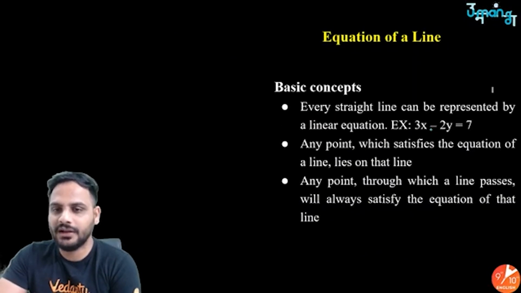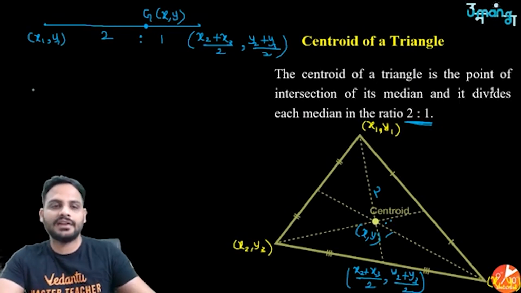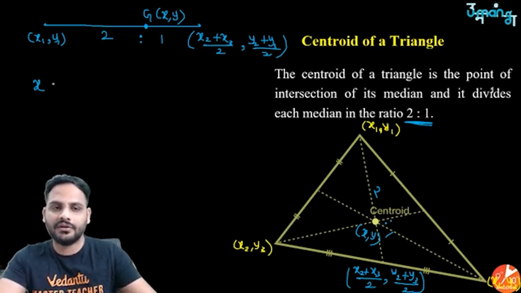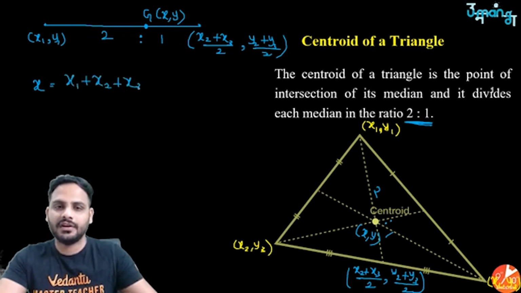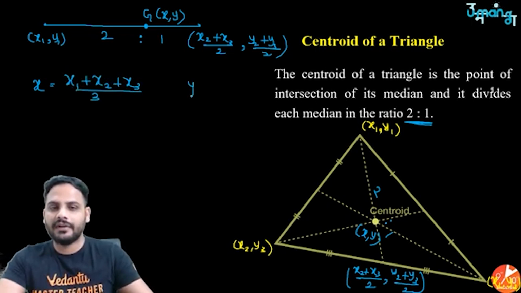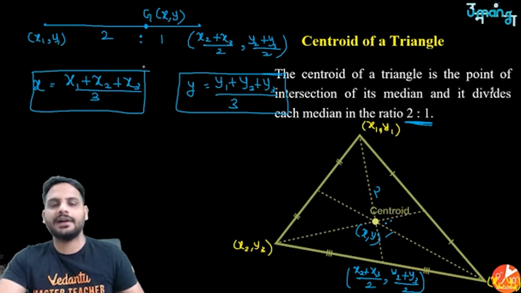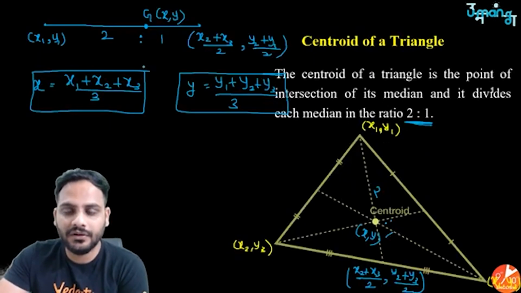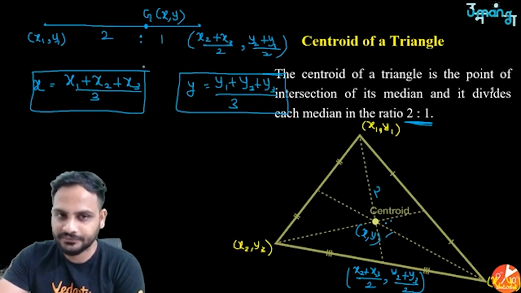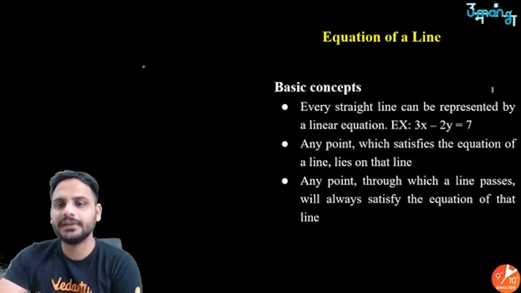Use the section formula. You will get the x coordinate of the centroid as x1 plus x2 plus x3 whole divided by 3, and the y coordinate will be y1 plus y2 plus y3 whole divided by 3. So these are your coordinates of the centroid. These are what beta? These are your coordinates of the centroid. Okay. Then let's move ahead.